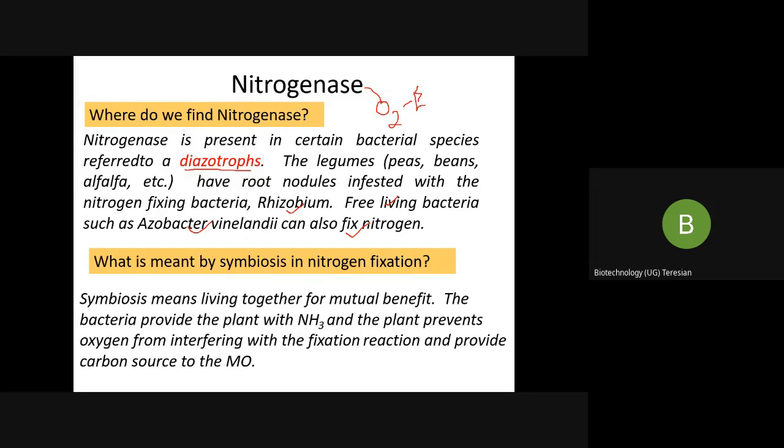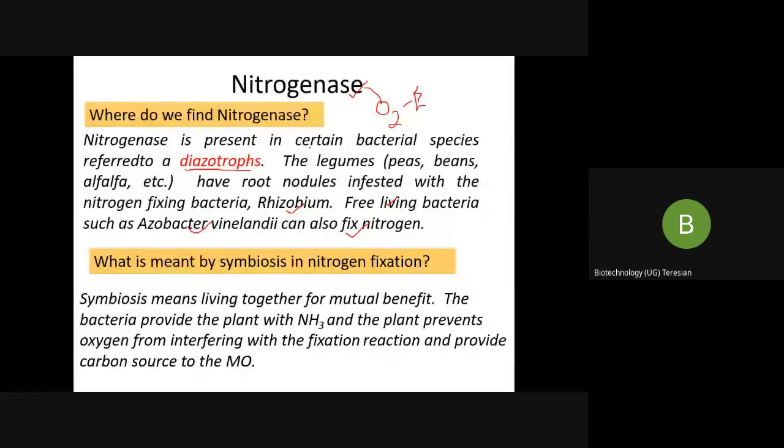And what they do is, if it is a symbiotic organism, they are going to have a mutual relationship. That is, they are going to enter into the roots of the leguminous plant, form nodules there and activate your nitrogenase enzyme, and see to it that there is no oxygen. Otherwise, it can interfere with your nitrogenase enzyme.